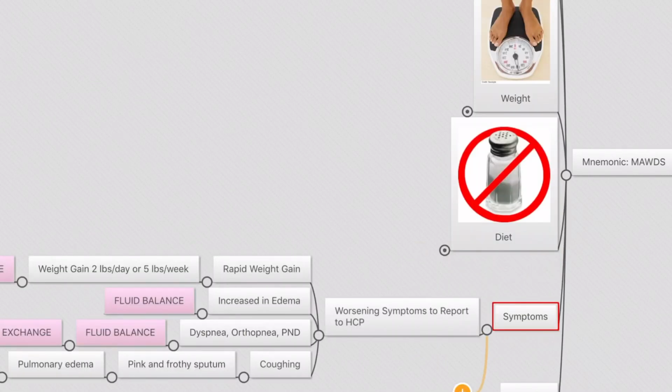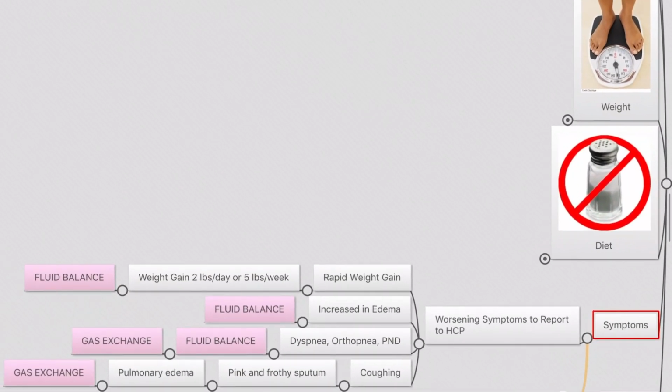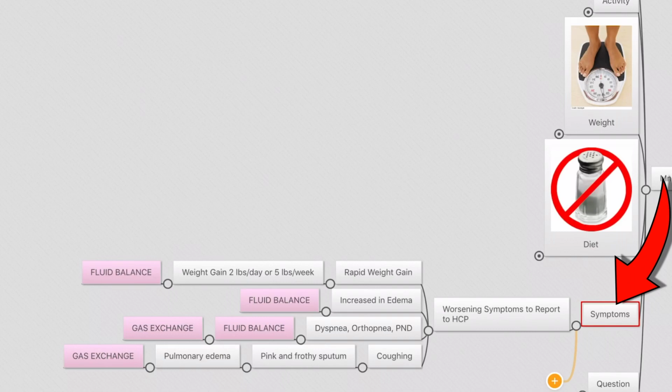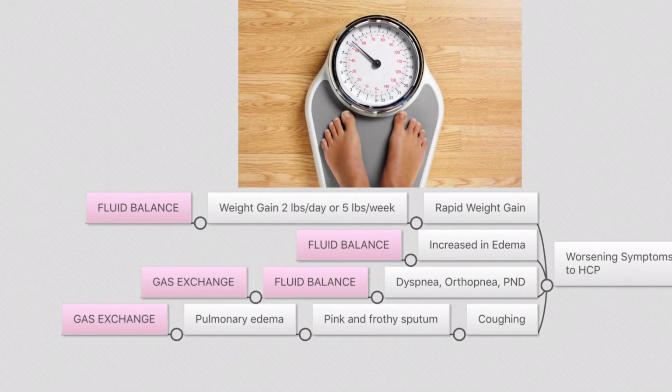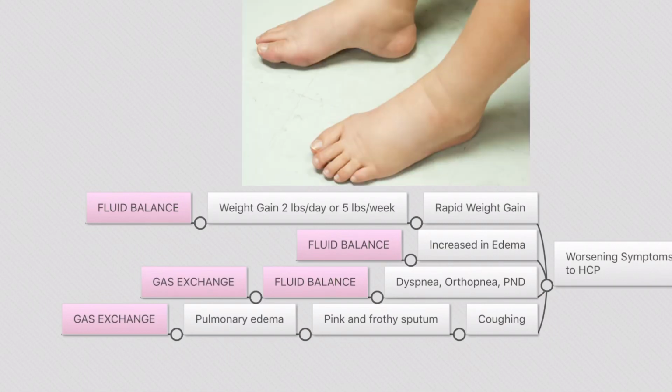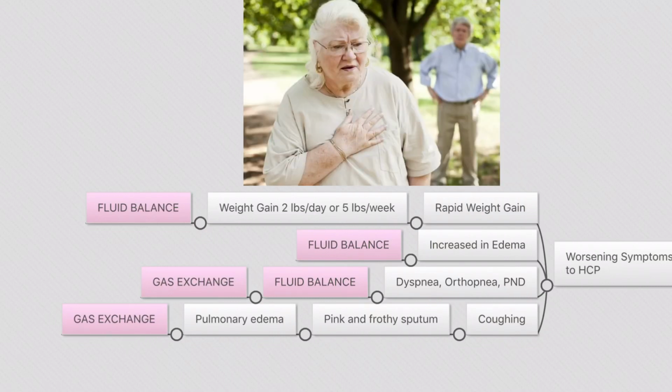Now, lastly will be the symptoms. This is extremely important because when the patient starts to have worsening symptoms, they need to report to the healthcare provider, because if they don't, they're going to end up coming back to the hospital. Worsening symptoms include rapid weight gain, usually 2 to 3 pounds in a day or 5 pounds in a week, and increased swelling of the legs.